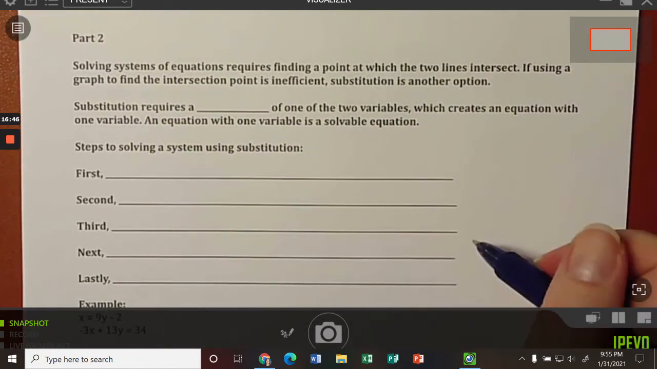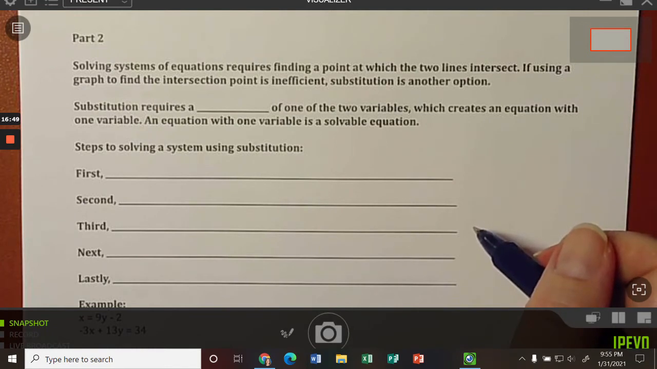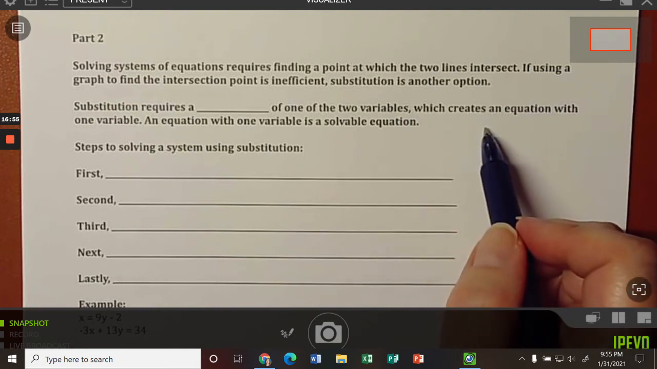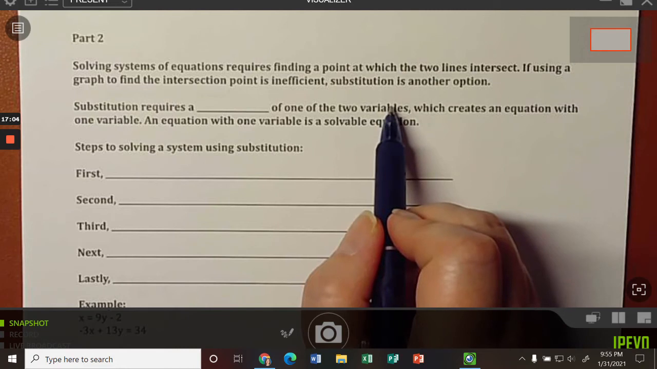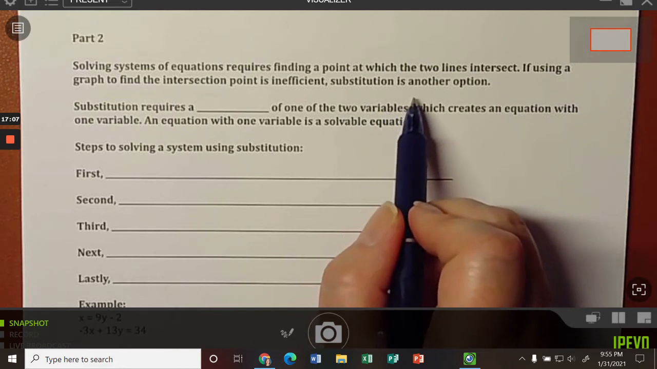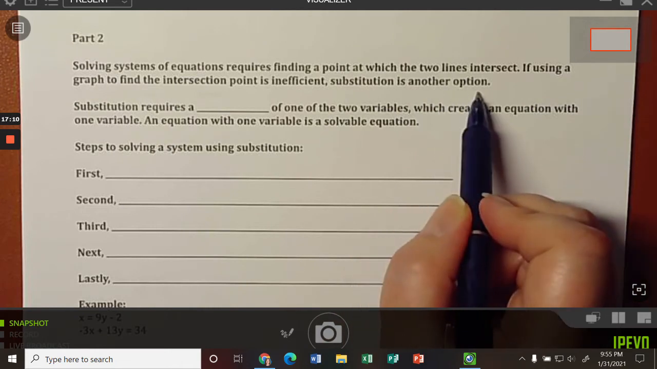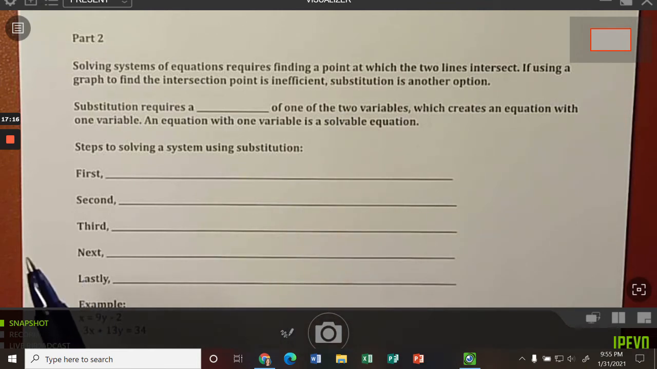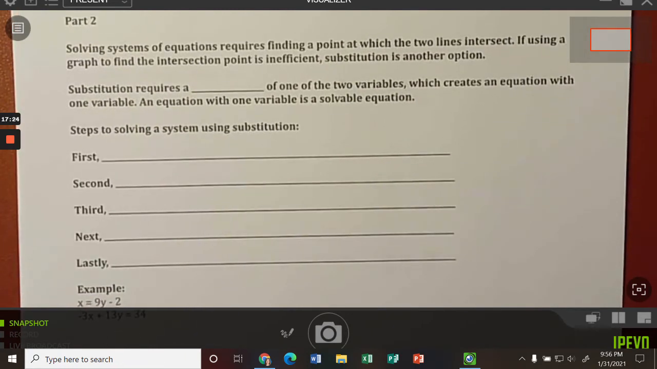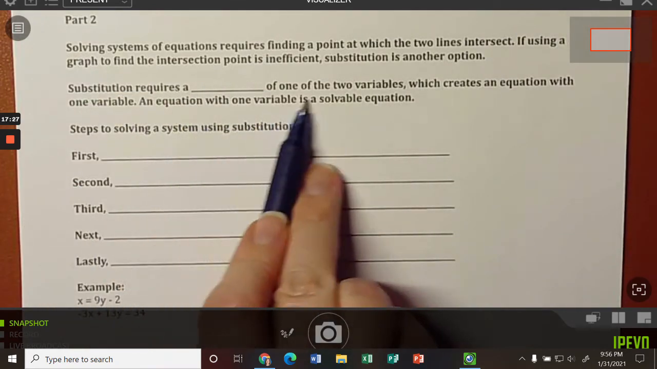Solving systems of equations requires finding a point at which the two lines intersect. If using a graph to find the point of intersection is inefficient, substitution is another option, okay? Because sometimes we just don't want to graph, or the numbers are really difficult to graph, really, really big or really small. And sometimes we just don't have graph paper, or we don't have access to a graphing calculator or graphing tool. So sometimes solving it algebraically is preferred, faster, easier, or just more accessible because you don't have graphing materials. So substitution requires replacement of one of the two variables.